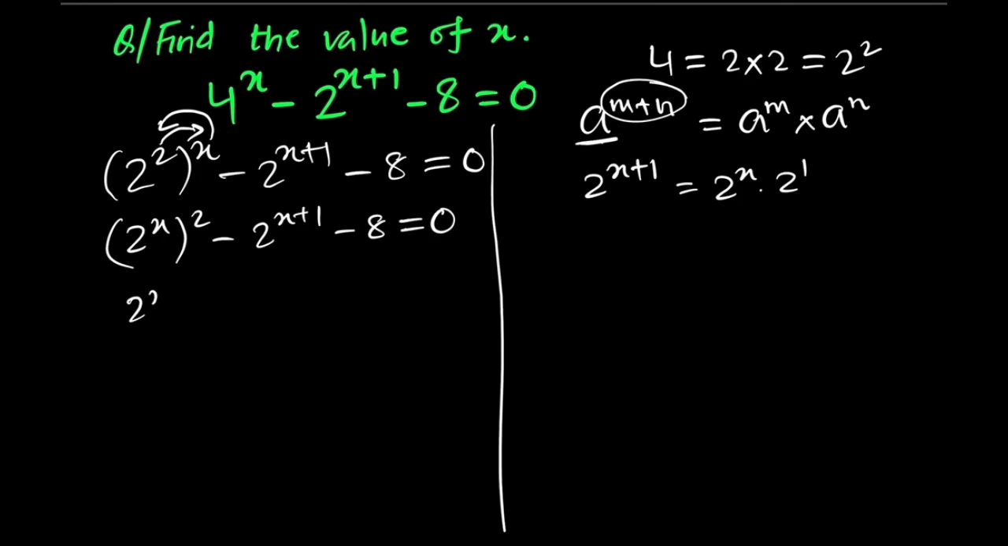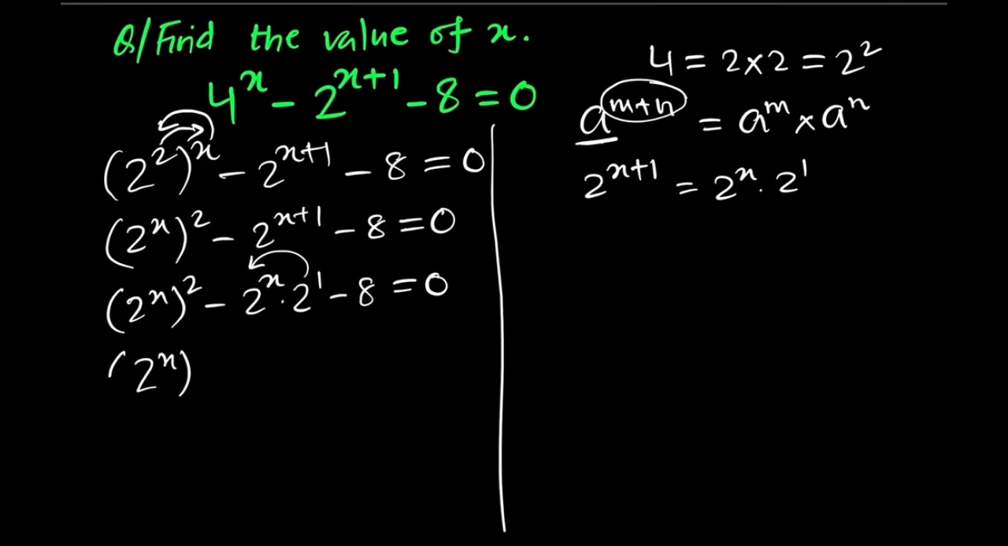So this equation becomes (2 raised to x) whole squared minus 2 raised to x times 2 raised to 1 minus 8 equals 0. I want to bring this 2 raised to 1 in the front, which becomes (2 raised to x) whole squared minus 2 times 2 raised to x minus 8 equals 0. It looks like this equation is complicated and we cannot proceed further. But here is the tricky part that's really going to blow your mind.